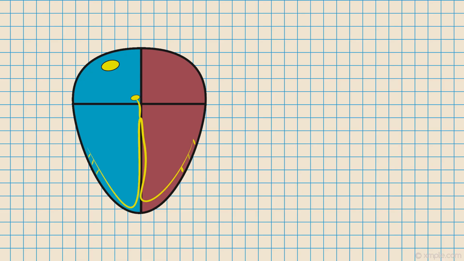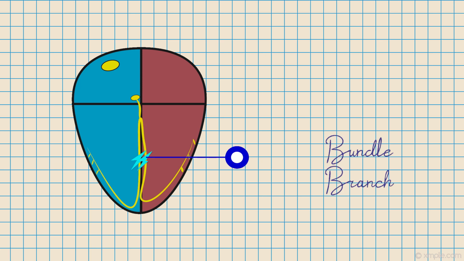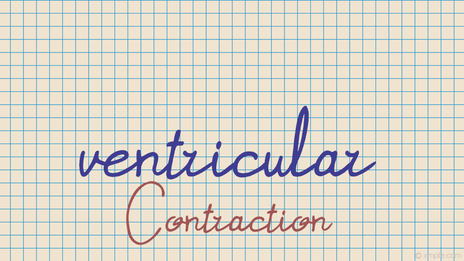From the AV node, the current flows through the bundle of His, then through the left and right bundle branches, then through the Purkinje fibers, resulting in the contraction of the ventricles. To allow the blood to flow into the pulmonary or systemic circulation, you get your QRS complex. Fancy name again, ventricular depolarization. When the ventricle relaxes after it has contracted, that's where you get your T wave. And this is known as ventricular repolarization.